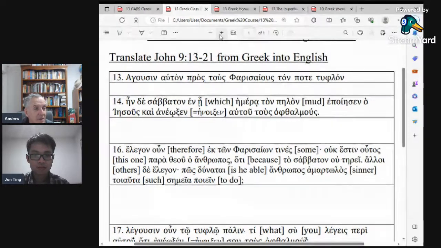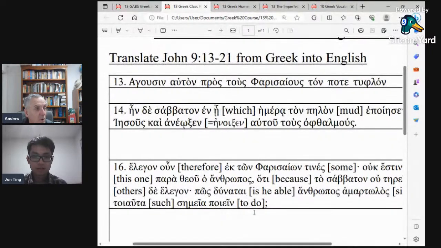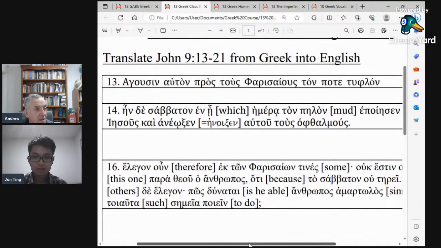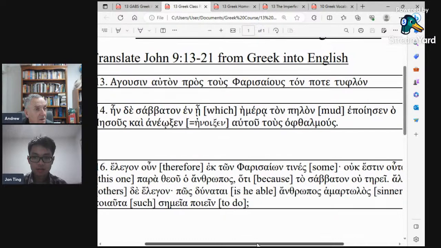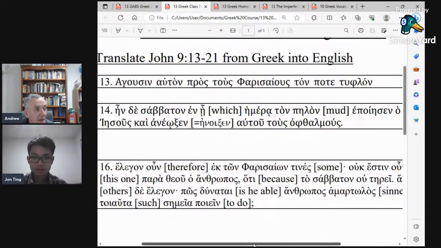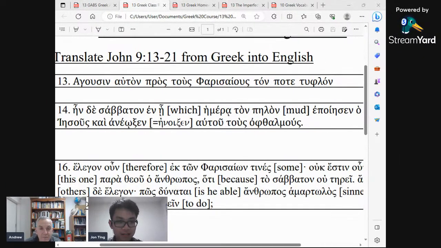Let's see if we can pump this up one little bit more in size. Oh, we nearly make it, but we do make it completely for verses 13 and 14. Okay. Cool. I can start.